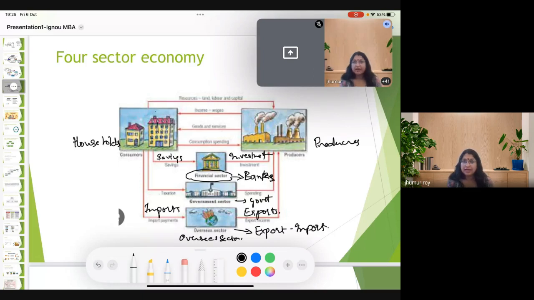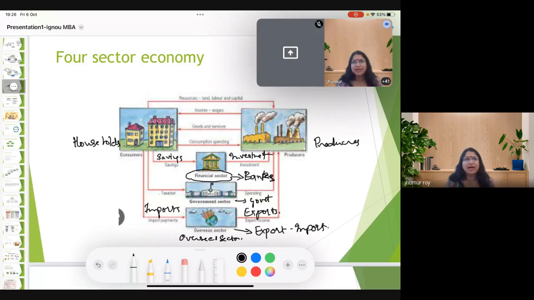And the last sector which you are adding in the four sector economy is the global economy. That means you are doing trade with all over the world with different economies. Okay, I'm just giving you 1 minute. You can just make a note of this.